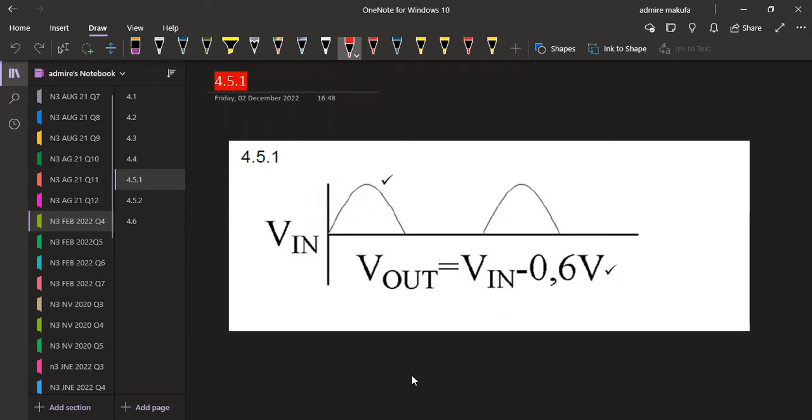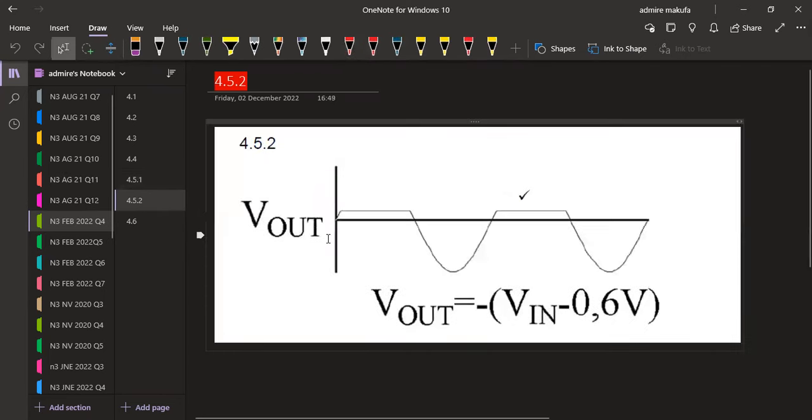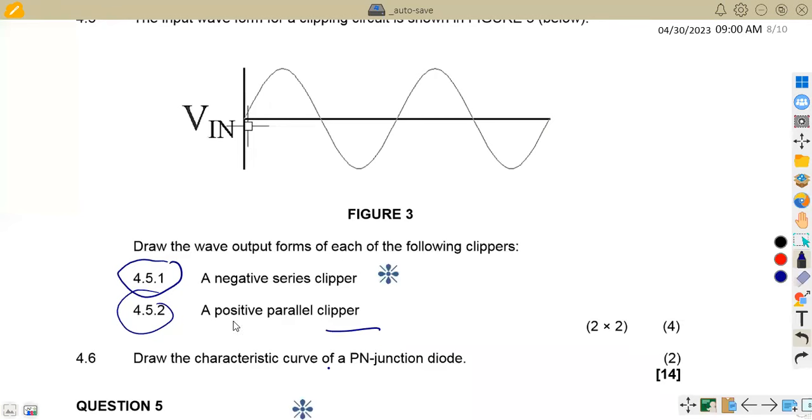Then the other part was a parallel positive clipper. If you check for a parallel positive clipper, this is what we are going to have on the output of V out. This time V out is equal to minus V in minus 0.7, or 0.6 volts in this case. So this is what we have when we are dealing with a parallel one for this part of 5.52 on a positive parallel clipper.